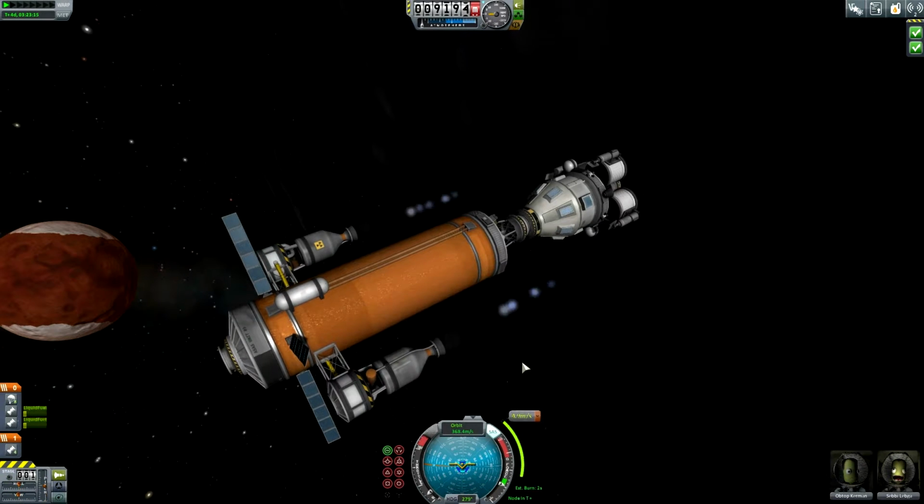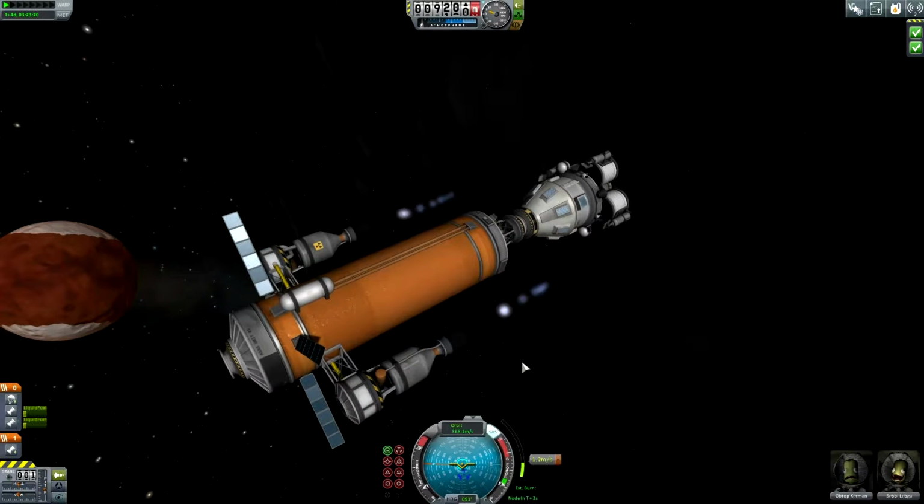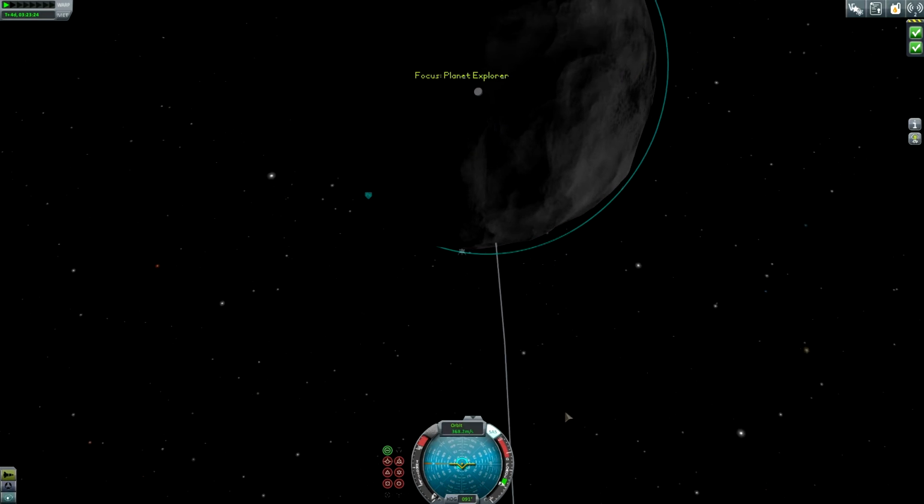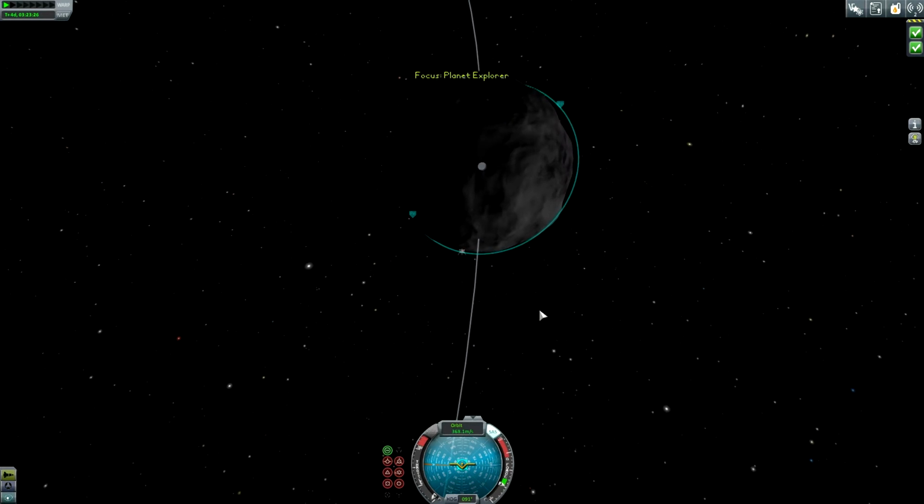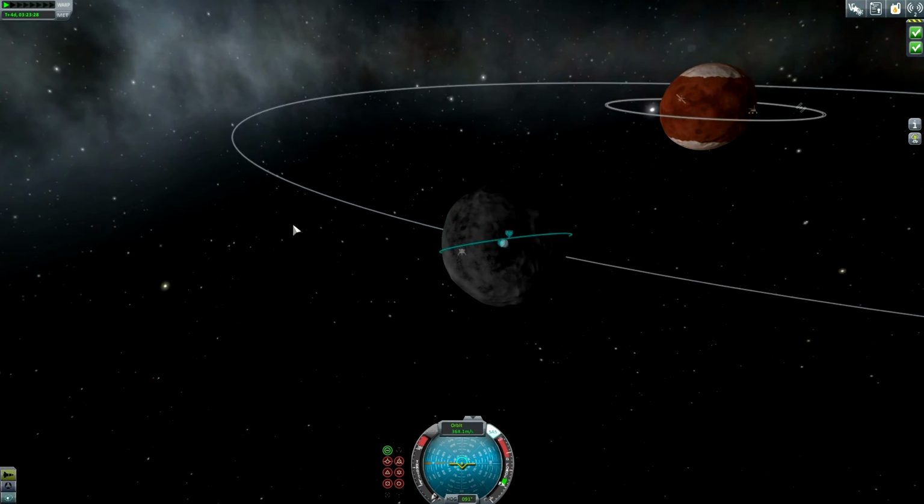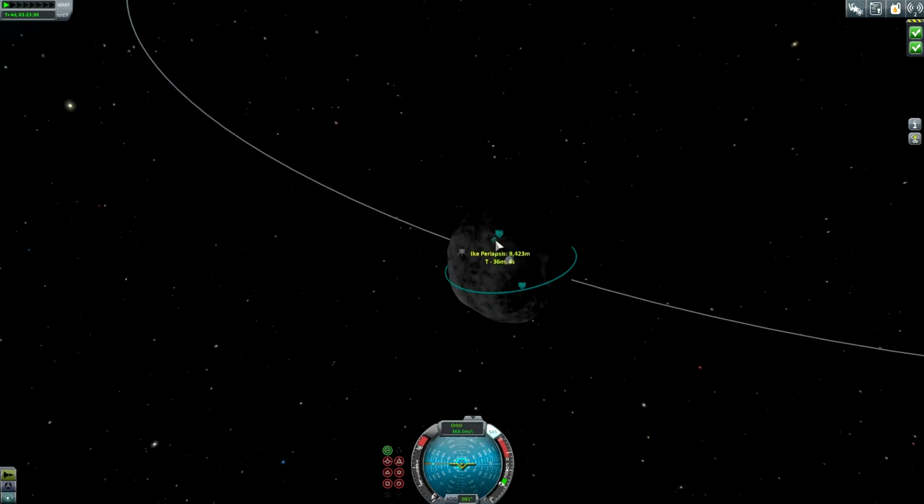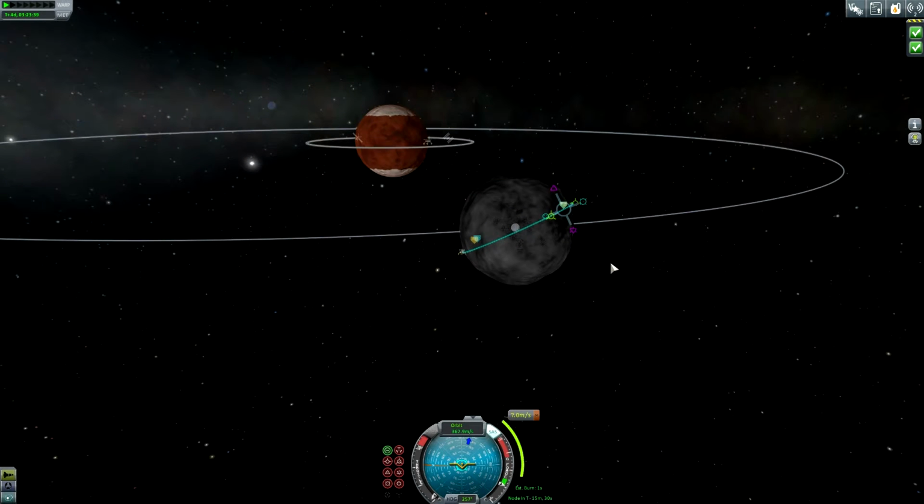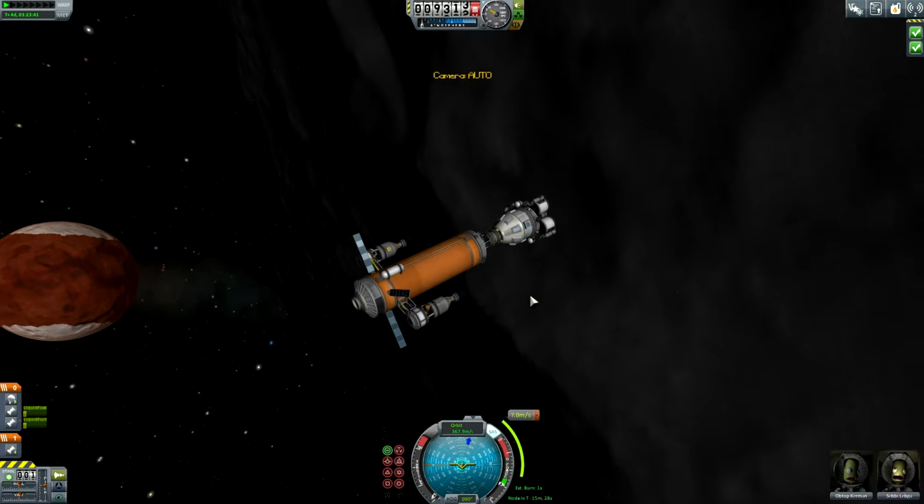Okay, now let's perform this burn. Very good, very good. And cut the engine. Okay, we should be safe for now. This is good. And yeah, now I'd like to get out to my apoapsis, and I just like to get into a safe orbit. Very good, very good. Oh wow, this was exciting.